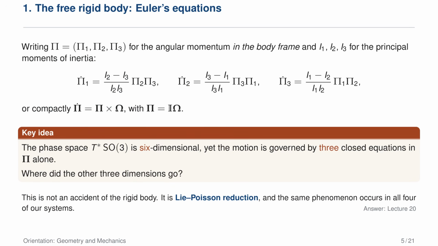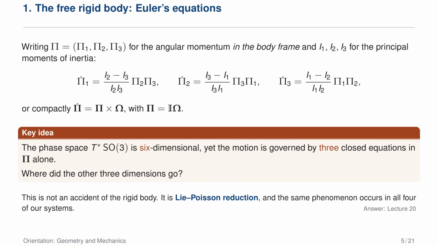Write capital Pi for the angular momentum measured in the body frame, and write I1, I2, I3 for the principal moments of inertia. Then the motion is governed by Euler's equations, which say that the time derivative of the vector Pi equals Pi cross omega, where omega is the angular velocity in the body. Count dimensions. The configuration space SO3 is 3-dimensional, so the momentum phase space T star of SO3 is 6-dimensional. But Euler's equations are 3 equations in the 3 components of Pi, and they close. Nothing else appears in them. So where did the other 3 dimensions go?